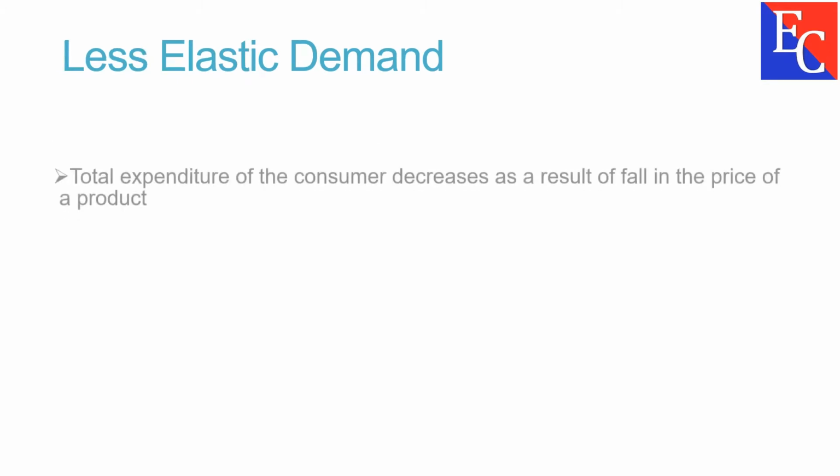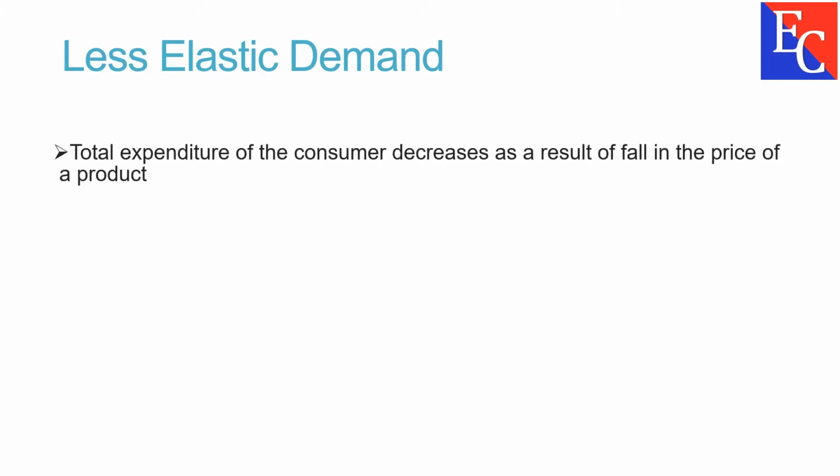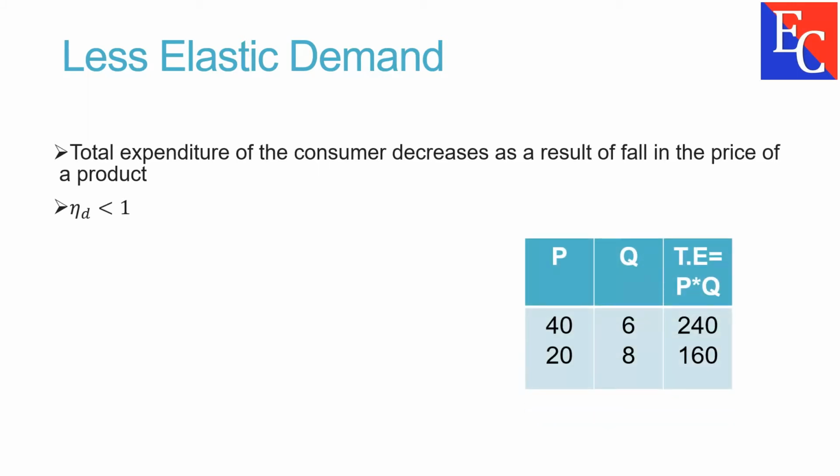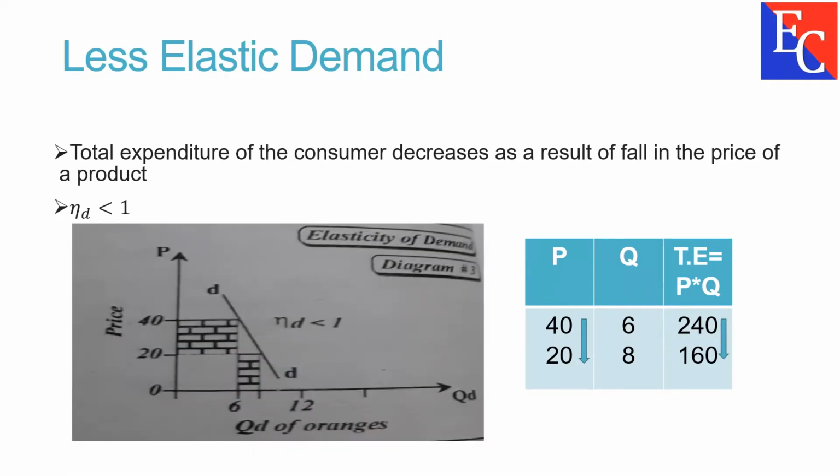Less elastic demand. Total expenditure of consumer decreases as a result of fall in price of a product. In this case, elasticity of demand is less than 1. According to the table, when price decreases from 40 to 20, total expenditure decreases from 240 to 160. This is shown in the figure as follows, where elasticity of demand is less than 1.